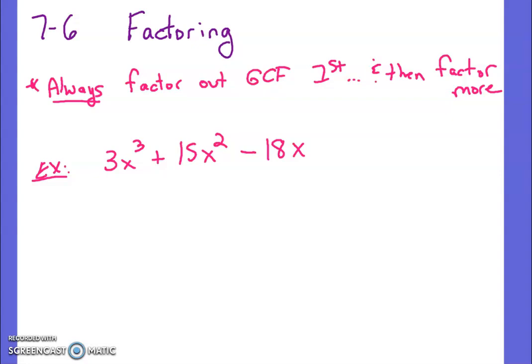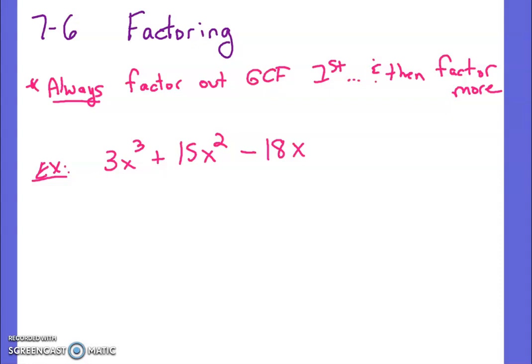All right, this next lesson is about factoring. We've already talked about two different types of factoring, and now this goes further into it. One of the first things you need to be very familiar with is you always factor out the GCF first. Always, always, always. So whenever you're asked to factor, you always look for the GCF first. And then after you do that, you need to factor even more.